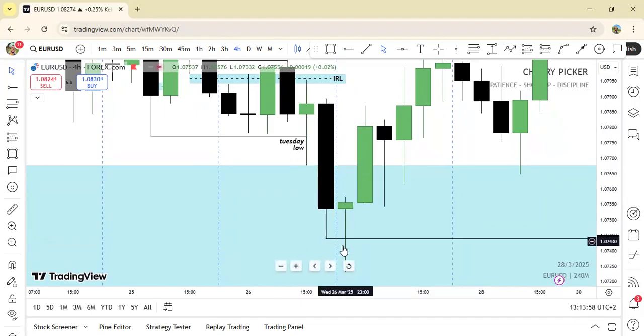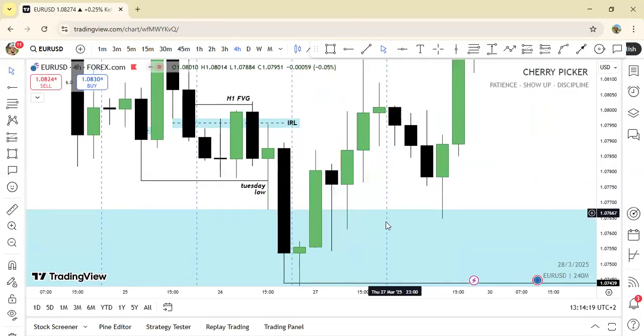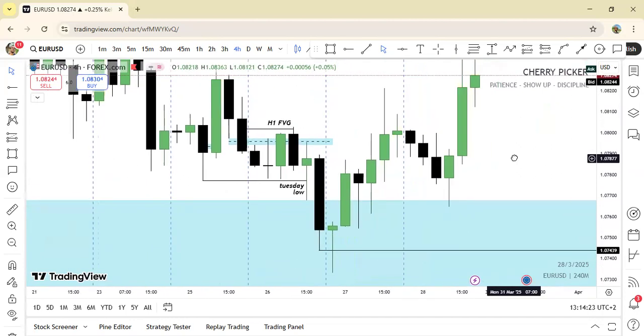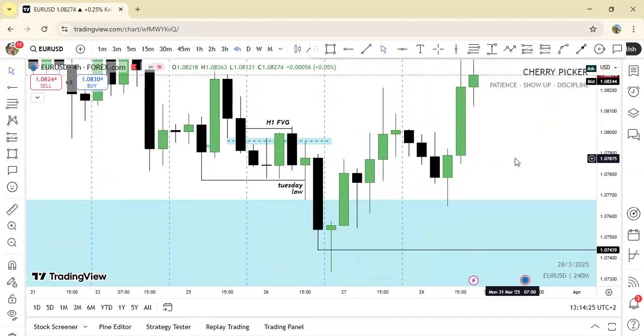So what happens on Thursday? Thursday took out Wednesday low. How did it close? Did it close below or above? It closed above. What is likely to happen? Price is likely to retrace into the range, right? It's likely to retrace back into the range, right?